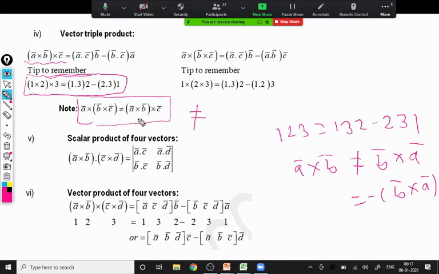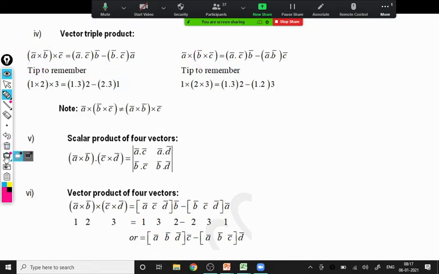And because of this, you should remember one more formula for the left and right bracket here. So when we have A cross B cross C, here the bracket is for the first two vectors, and here the bracket is for the last two vectors. In such a case, you should remember this formula: 123 changes to 132 minus 231... 132 minus 123 itself. So that's about the vector triple product.